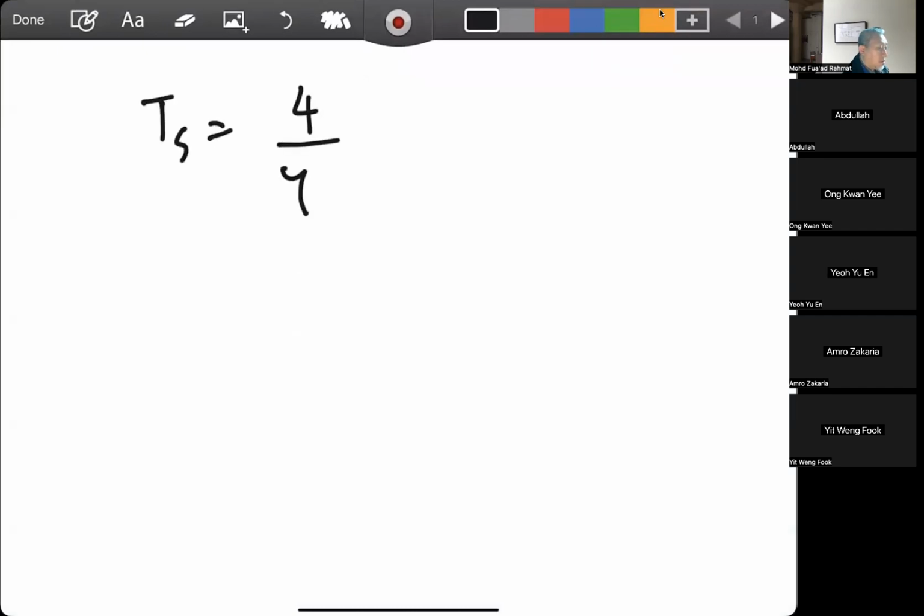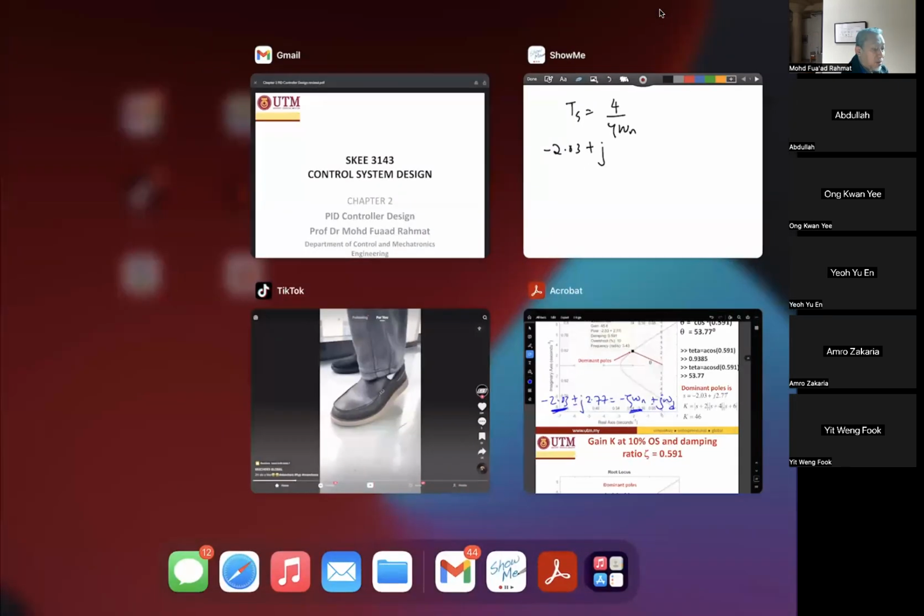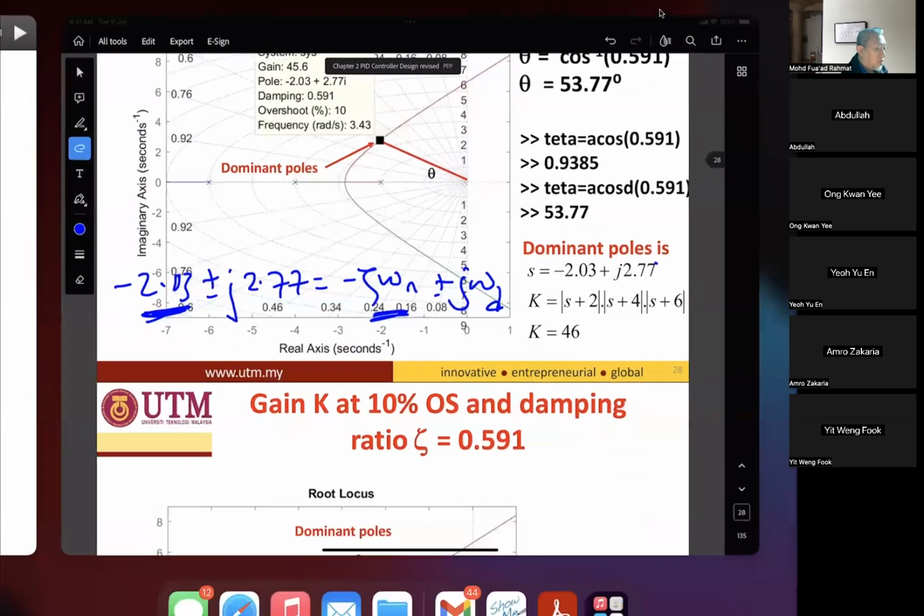4 divided by zeta omega n. Can you help me repeat the dominant pole value, which is minus 2.03 plus j... Amro? I can't remember the imaginary value. You can't remember the imaginary value then? It's 2.77, okay?